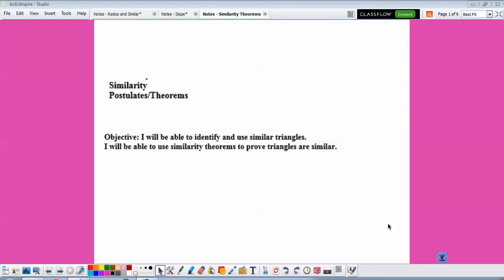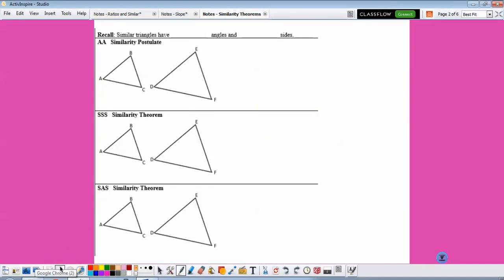Today we're going to be talking about similarity postulates and theorems. Our objective is that we will be able to identify and use similar triangles, and that we will be able to use similarity theorems to prove triangles are similar. So recall that similar triangles have congruent angles and proportional sides. So we have three similarity postulates and theorems that we can use to prove triangles similar.